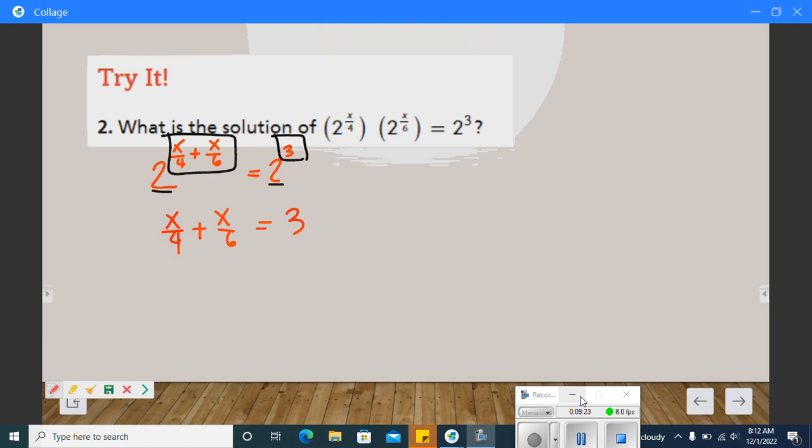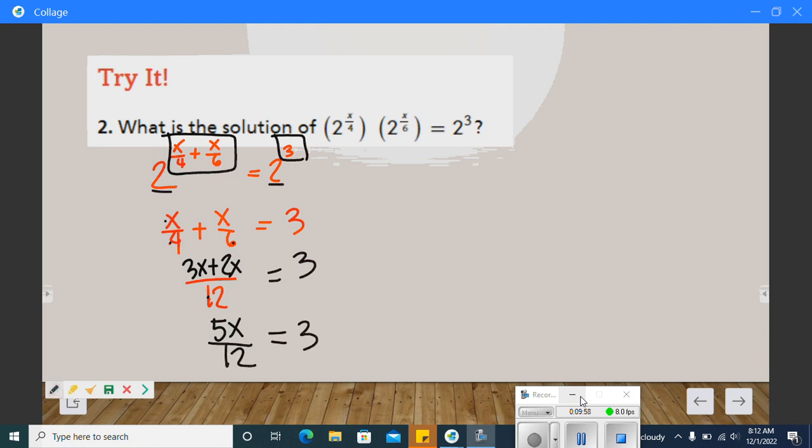Now, we will have to have their LCD. So what is their LCD? 12. So we have 12. So 12 divided by 4 is 3 times x is 3x plus 12 divided by 6 is 2 times x is 2x is equal to 3. 3x plus 2x is 5x over 12, and that will give us 3.